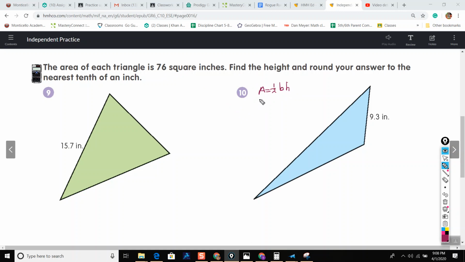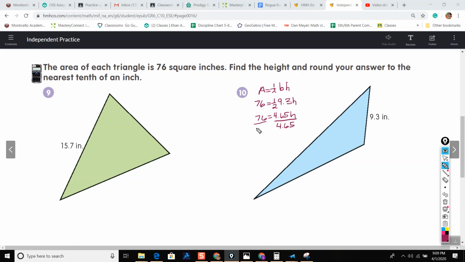Writing my formula so I don't forget any of the parts. Filling in what I know. I know my area is 76. I know my 1/2 is going to stay. I know my base, I'm going to say my base is 9.3. And my height is, I don't know. Okay, and so now let's just figure this out. We've got 76, and half of 9.3 is 4.65, and then we're going to divide both sides by 4.65.